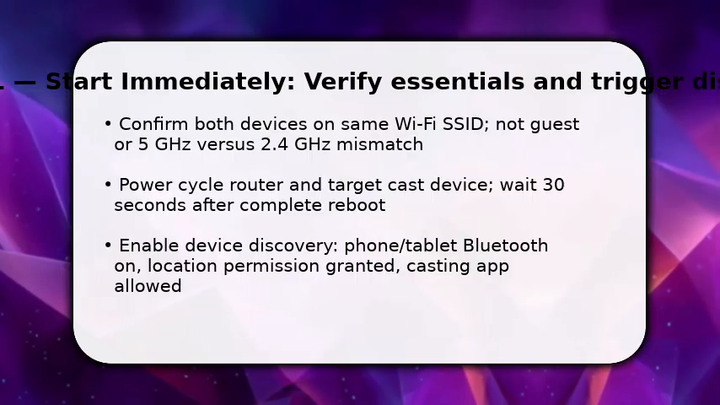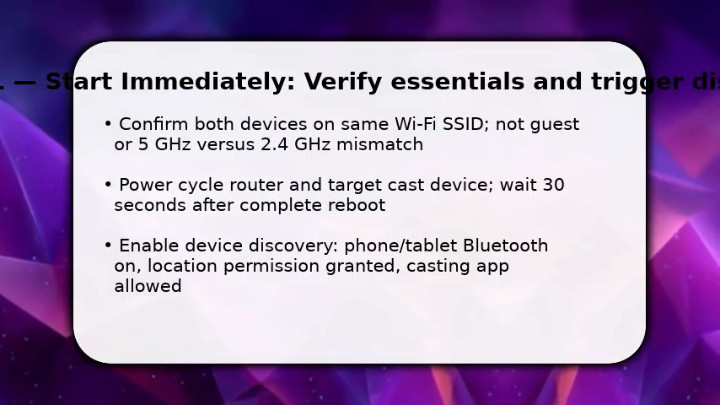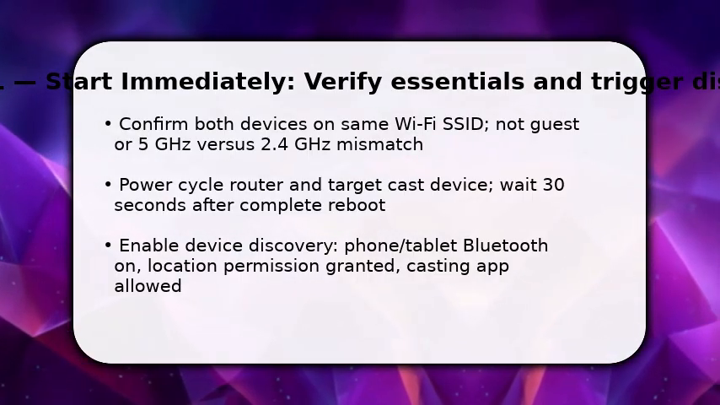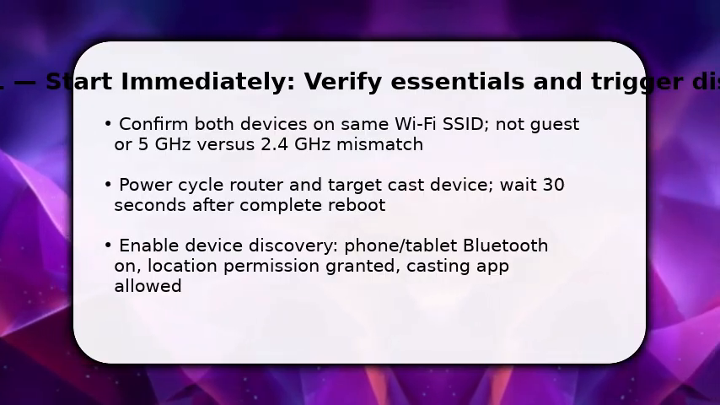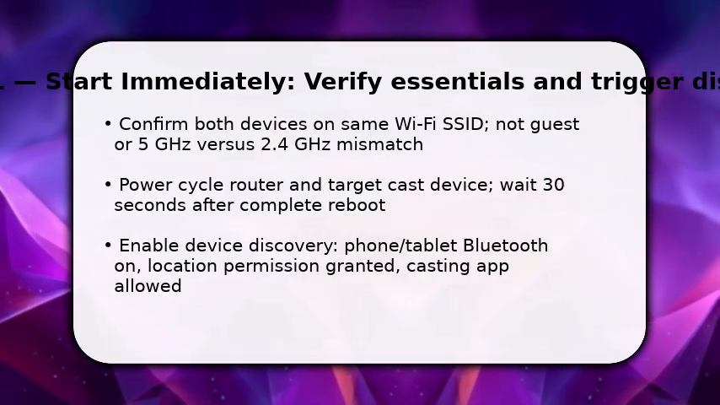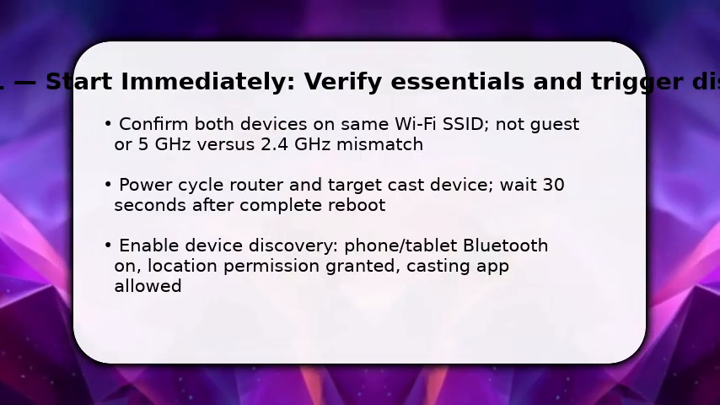Also make sure your phone or tablet has Bluetooth on and location permission for the casting app. These help the device find the cast receiver. If any setting is off, fix it and reattempt discovery immediately.